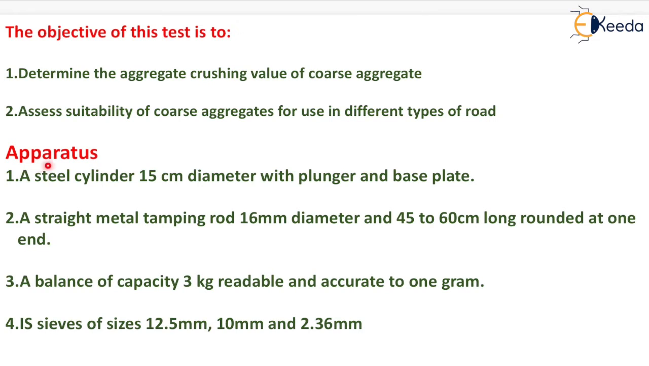Now the apparatus used in this test are a steel cylinder 15 cm diameter with plunger and base plate, a straight metal tamping rod 16 mm diameter and 45 to 60 cm long rounded at one end, a balance of capacity 3 kg, readable and accurate to 1 gram, IS sieve of sizes 12.5 mm, 10 mm and 2.36 mm.